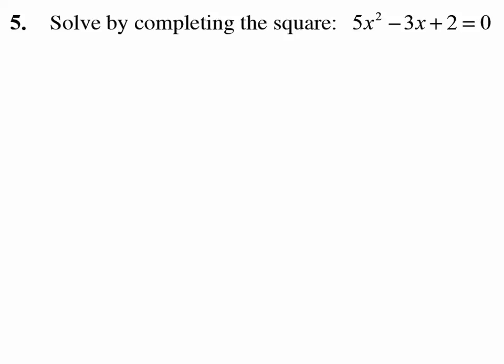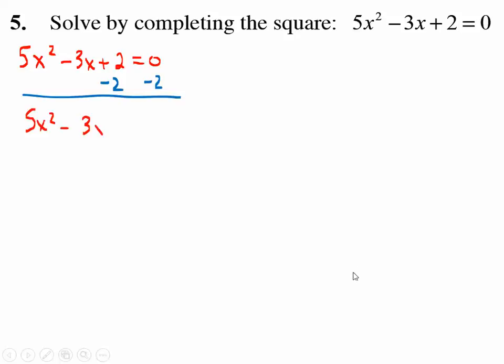But first, let's move the 2 over. So let's subtract 2, move it over. Let me rewrite the problem here because I want to go in order so you guys can see the development. So subtract 2, leave some space. So 5x squared minus 3x. Space. Not that much space left, but at least something. So that's the first step. Move over that constant to the other side.